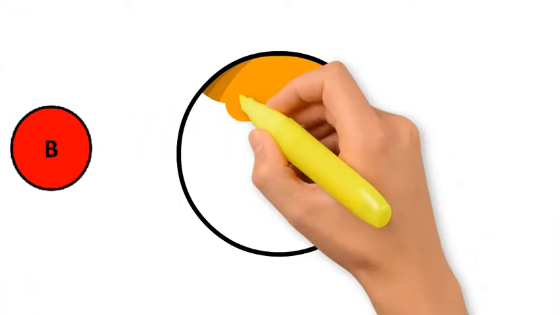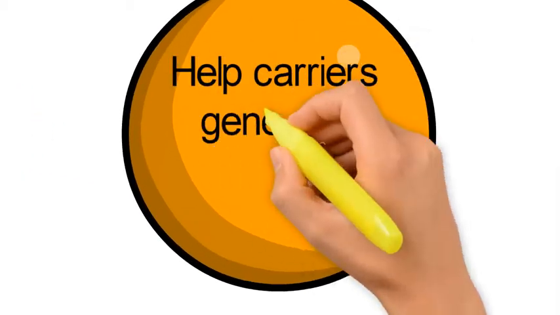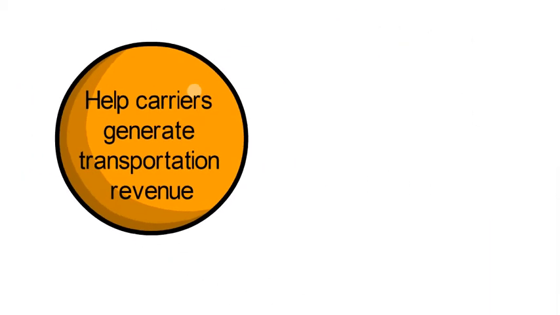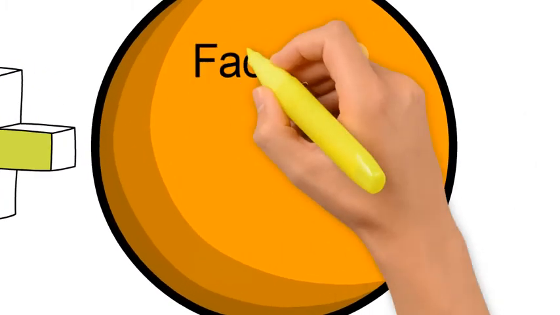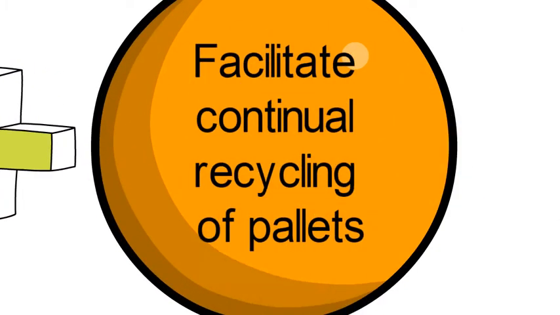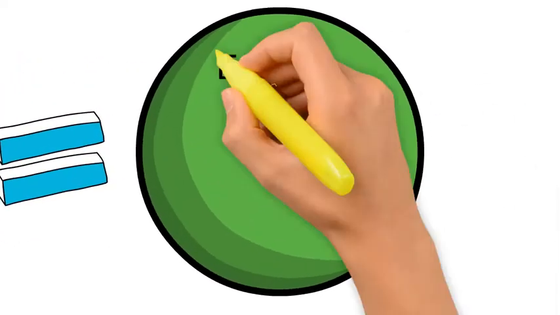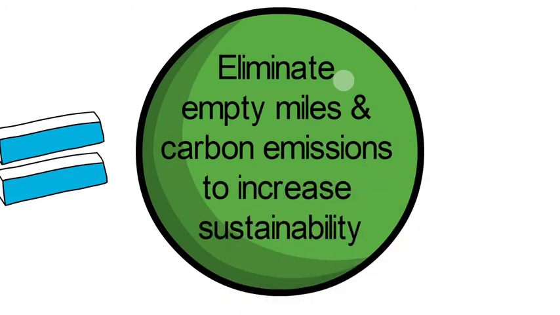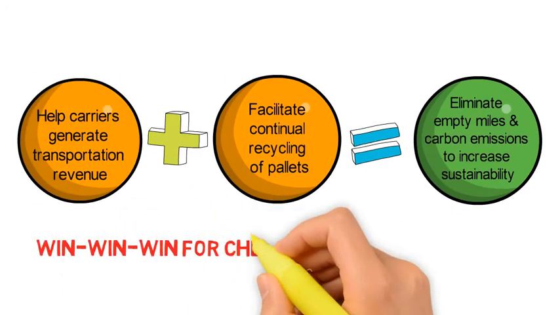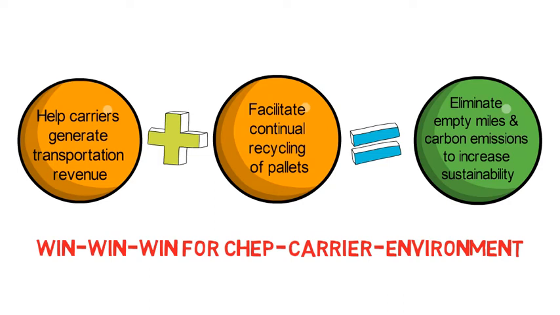This business model helps carriers to minimize or eliminate empty backhaul and generate additional transportation revenue. It serves the primary objective of continual recycling of pallets through the supply chain, and it eliminates empty miles and carbon emissions to increase sustainability. Overall, this becomes a win-win-win situation for CHEP, the carrier, and the environment.